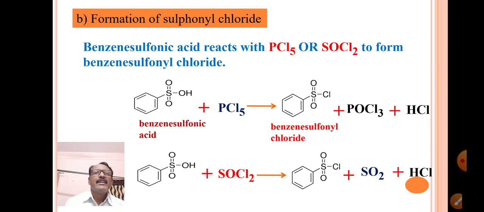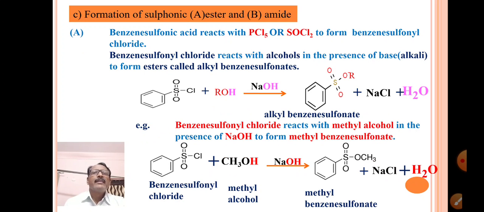This is the second reaction, formation of sulphonyl chloride. That means here benzene sulphonic acid reacts with phosphorus pentachloride, that is PCl5, or thionyl chloride, that is SOCl2, to form benzene sulfonyl chloride. Benzene sulfonic acid plus PCl5 giving benzene sulfonyl chloride plus POCl3 plus HCl. This is the second chemical reaction of benzene sulfonic acid. Now, formation of sulfonic ester and amide.